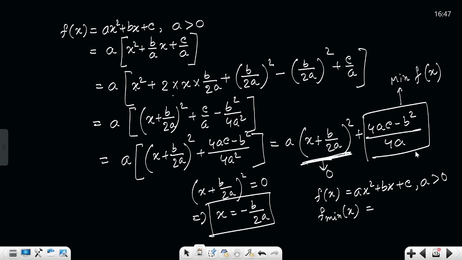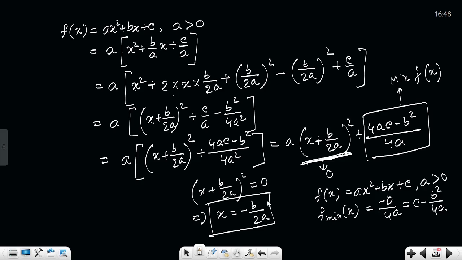See here, this is b square minus 4ac. What we call b square minus 4ac, that is our discriminant. So here it is 4ac minus b square, so that is minus d. Okay, so minus d by 4a. Or if you break the fraction here, you can write this as c minus b square by 4a. Simple.